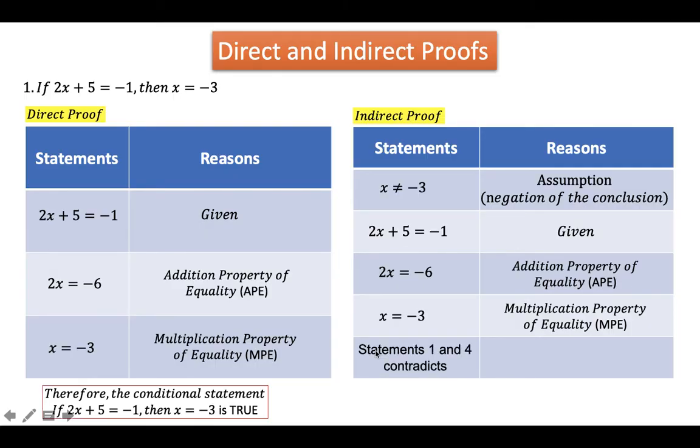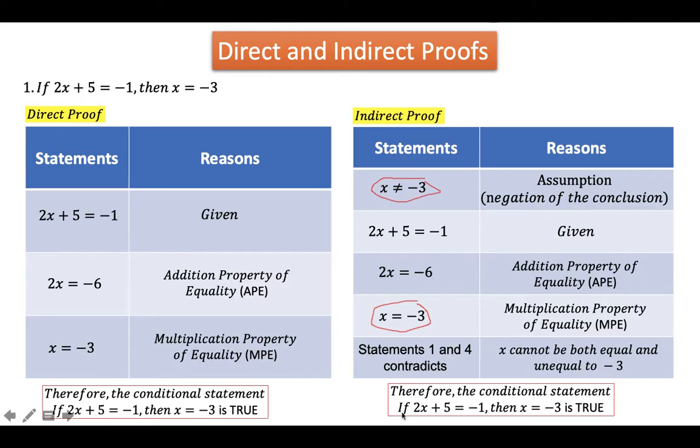So notice that statement 1 and 4 contradict. This is our statement 1, and this is our statement 4. Notice that in here, x is not negative 3, while in here, x is negative 3. So x cannot be both equal and unequal to negative 3 at the same time. Therefore, since they contradict, we can conclude that this given statement, if 2x plus 5 equals negative 1, then x is equal to negative 3, is true.